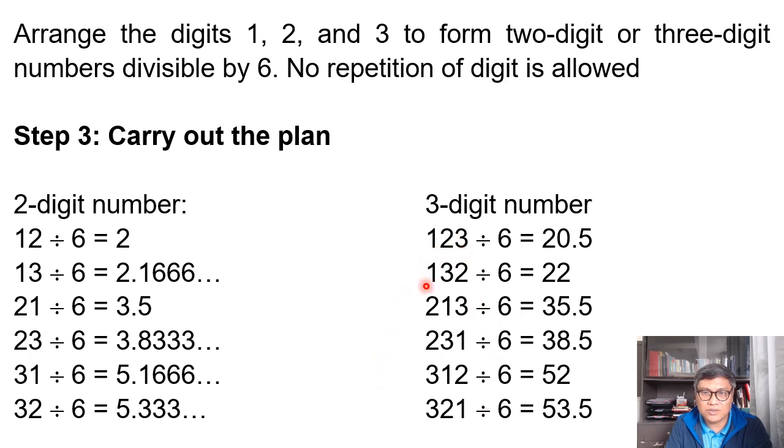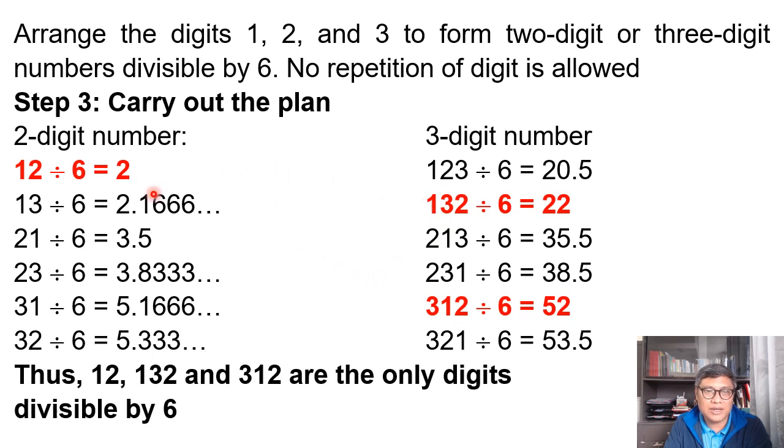Okay, so 1, 2, 3, 1, 3, 2, 2, 1, 3, 2, 3, 1, 3, 1, 2, 3, 2, 1. Then I start dividing it by 6. Then look for the whole numbers as the results, and that would be our solutions. And by, of course, trial and error, we already have the 3 possible solutions.